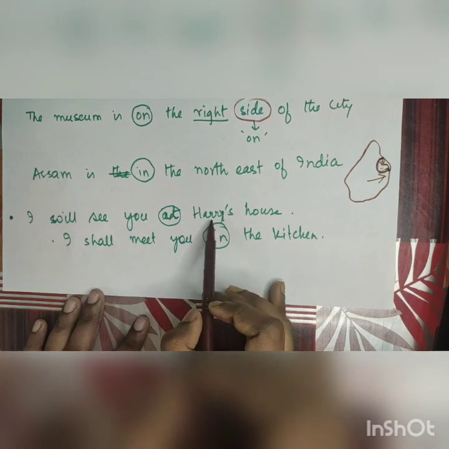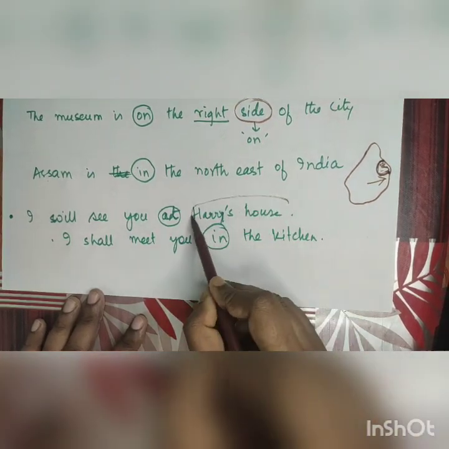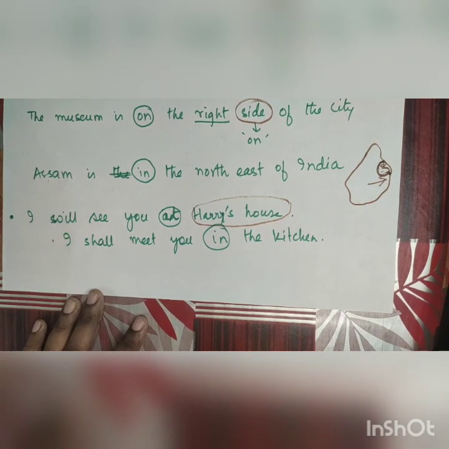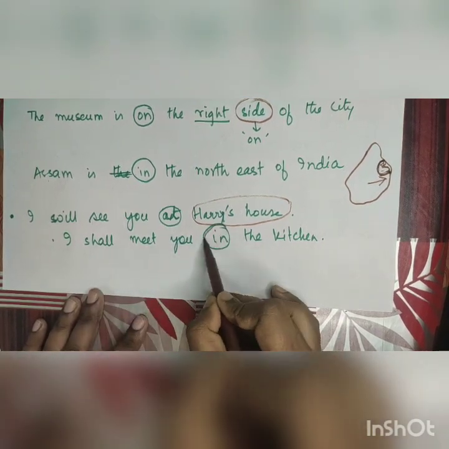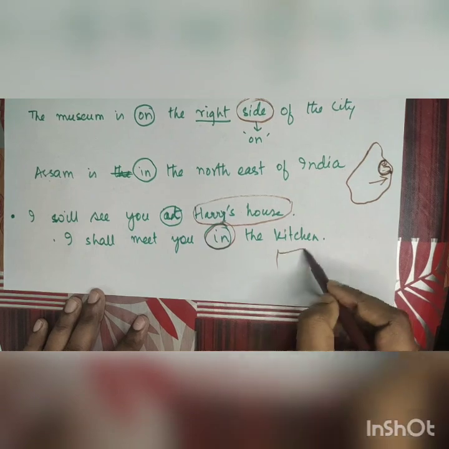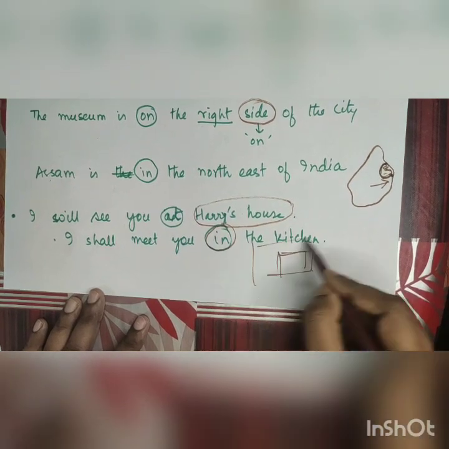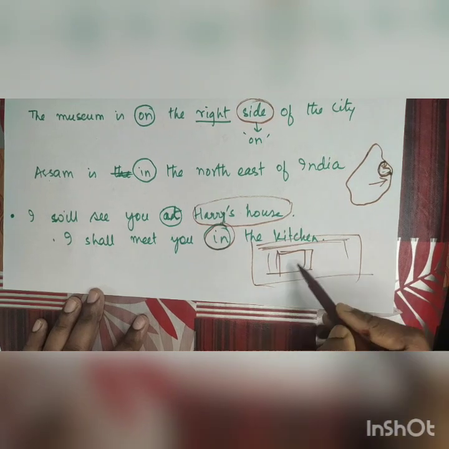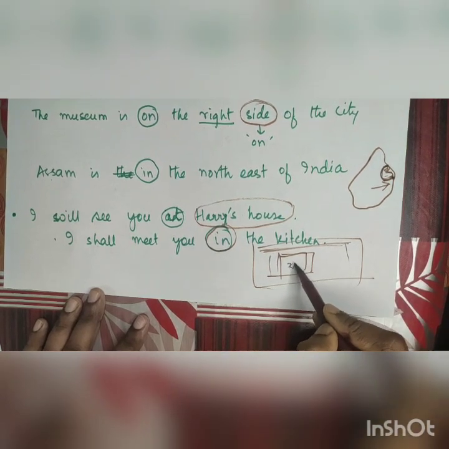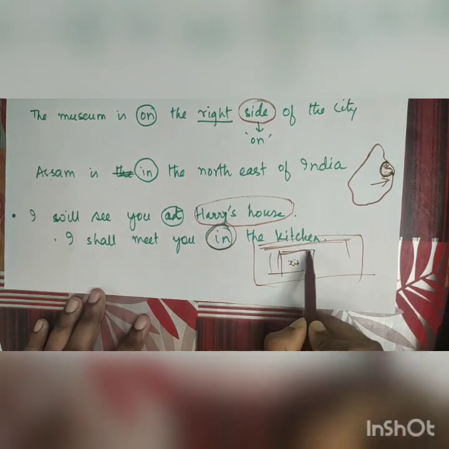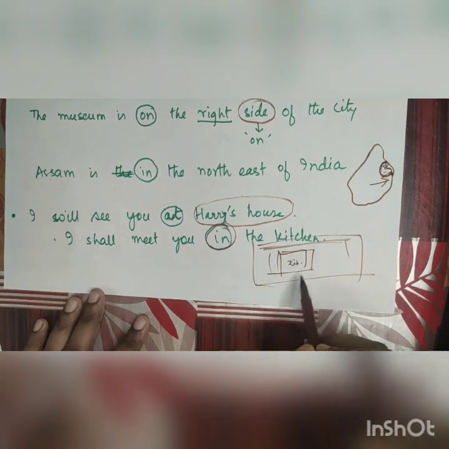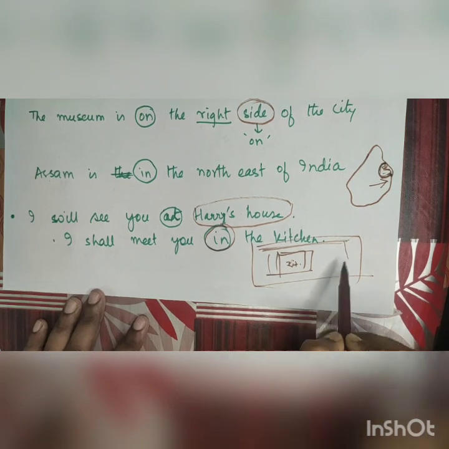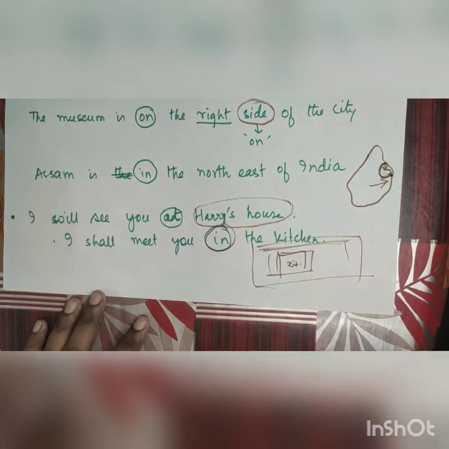I shall see you at Harry's house. Harry's house is the particular address where you are going to meet me. I shall meet you in the kitchen. Kitchen is a closed room inside Harry's house, right? So this is Harry's house and one room is the kitchen. So you will find me in the kitchen, within the four walls of the kitchen, and I will be at a particular location. That is at Harry's house.